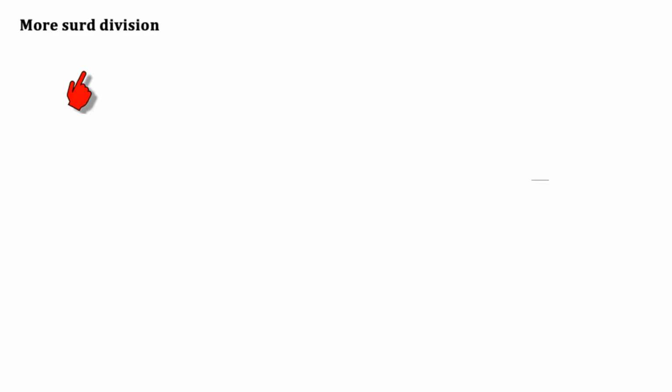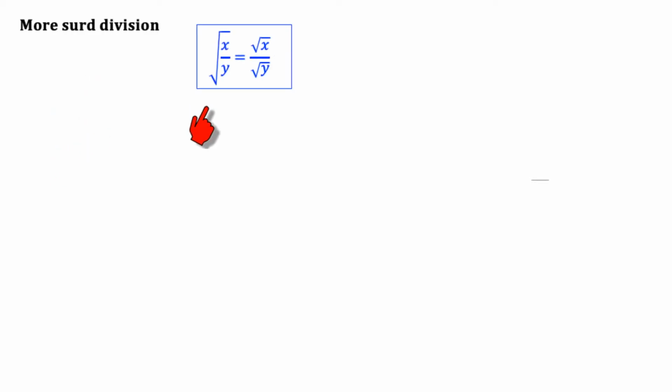Hey, let's take a look at a few more examples of using division with surds. So don't forget, our rule for division of surds was: if I've got the square root of a fraction, I can split that into the square root of the numerator over the square root of the denominator, and vice versa if I need to. Let's take this one. Negative root 10 divided by root 2.